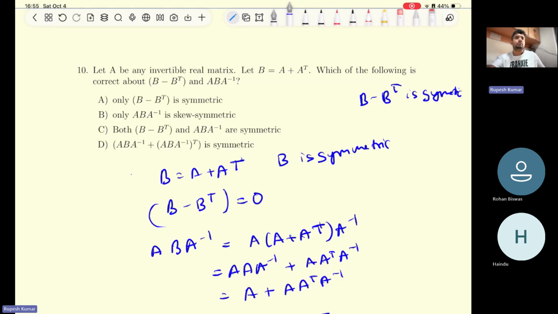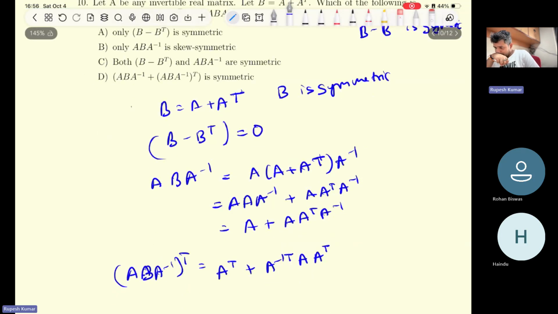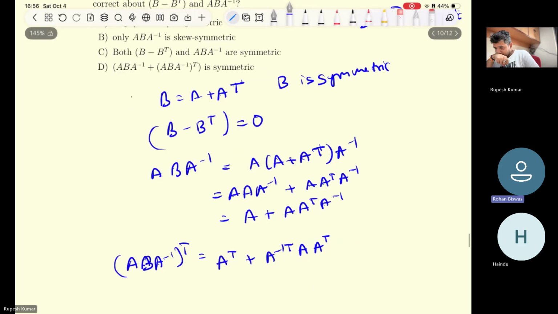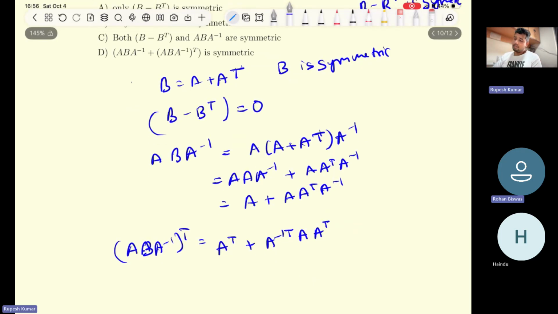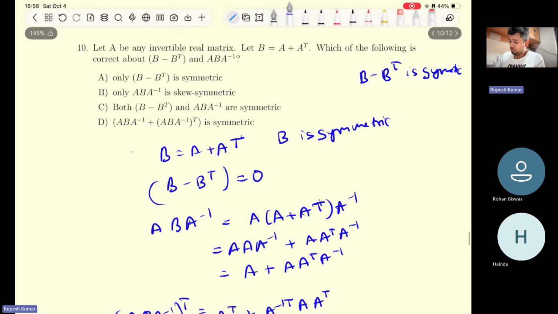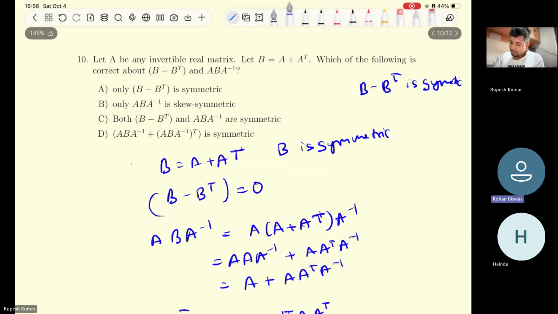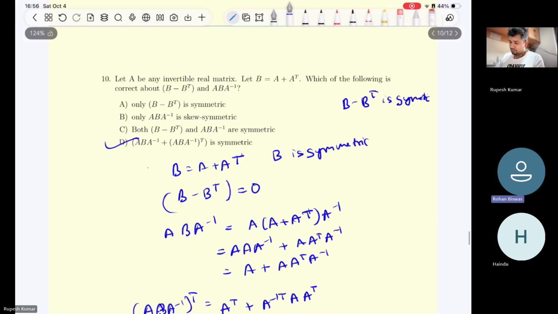Option A is correct or what? Option D. We did not check option D, right? But one of them is non-symmetric. So the sum must not be symmetric, right? A plus A transpose is always symmetric. So option D is true, right? It is the same thing. So option D is correct. Others are only saying only this is symmetric, so this is wrong.